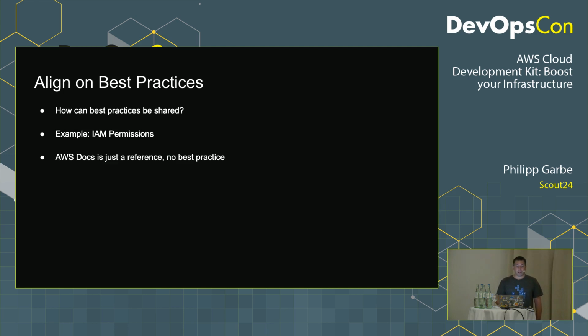And it's also very hard to align on best practices, especially within a bigger company or with multiple teams. It's hard to find a way to share the findings that you get from production and these tweaks that you learn when your software runs in production, so that you can share that easily with other teams. You can look up, for example, the AWS docs, but it's more a reference. It tells you what you can do, but it doesn't tell you what is really a best practice.